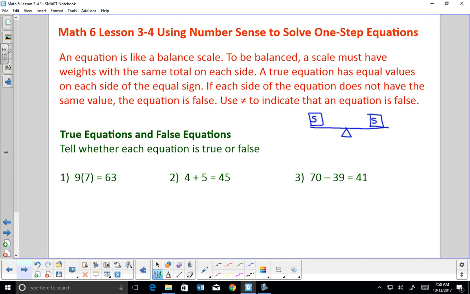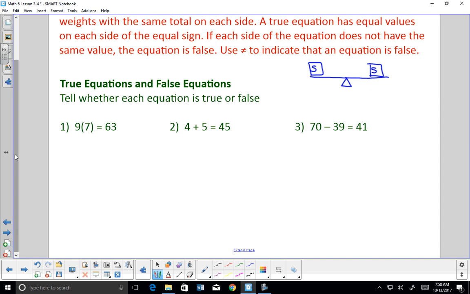A true equation has equal values on each side of the equal sign. If each side of the equation does not have the same value, the equation is false. And we use the not equal sign to indicate an equation is false. The not equal sign is an equal sign with a line through it. So let's take a look at some equations. We are going to determine whether the equations are true or false.